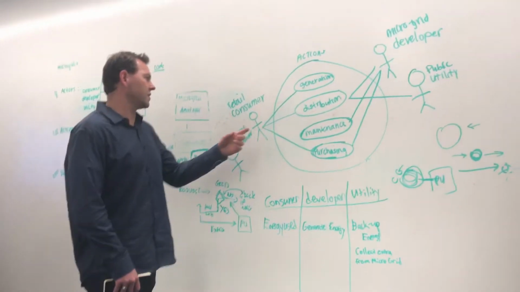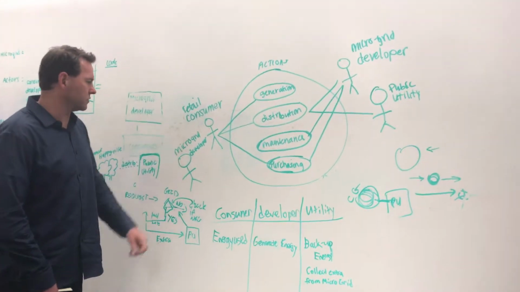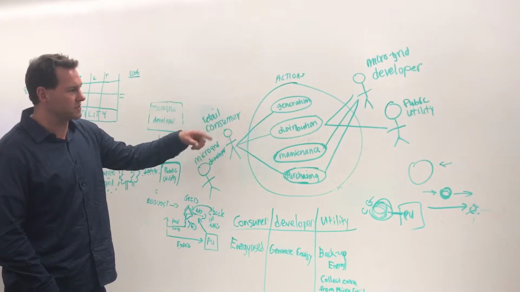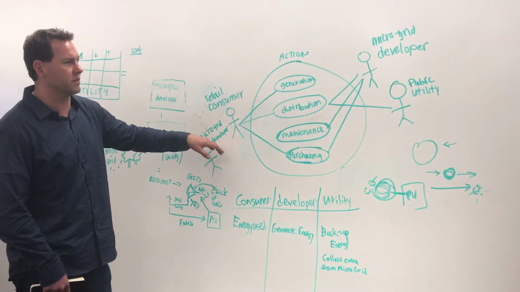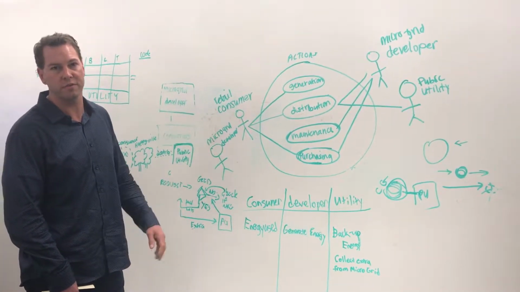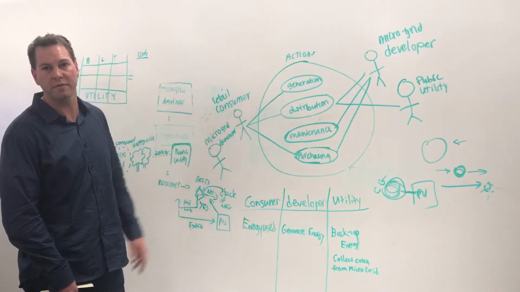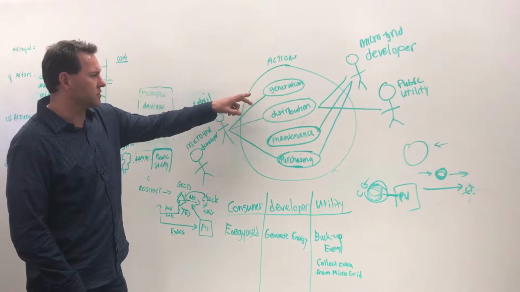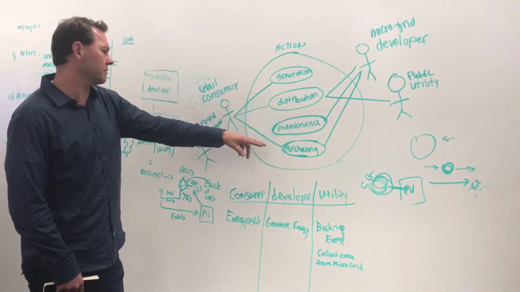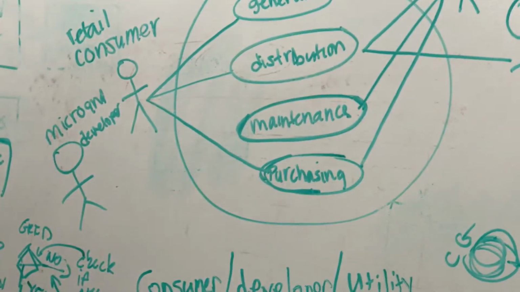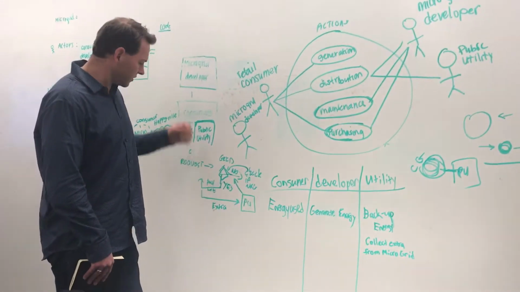So basically you have the retail consumer, and you have the microgrid developer. In this model, we're saying that the developer is kind of leasing out the total equipment and controlling the grid, so the consumer doesn't have to worry about things. So then there's generation and power, distribution, maintenance, purchasing within that system.